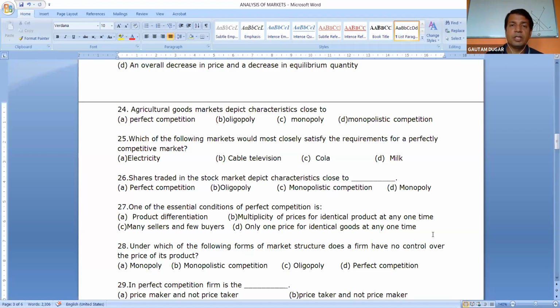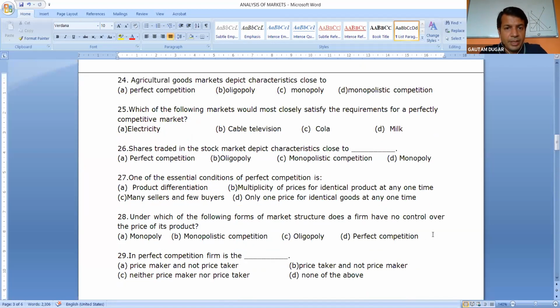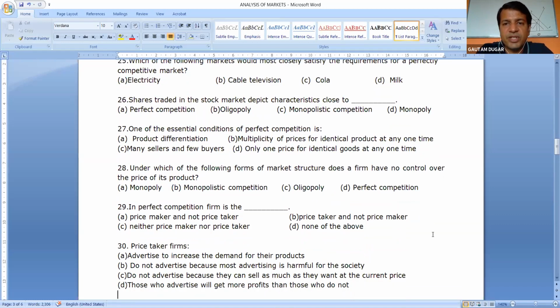In milk, we're not talking packaged milk. And nowadays we have different varieties of milk coming up. So that cannot be perfect competition. But the market for milk supplied by the milkmen, we can have perfectly competitive market features. So it's milk. 26. Shares traded in the stock exchange have characteristics close to.